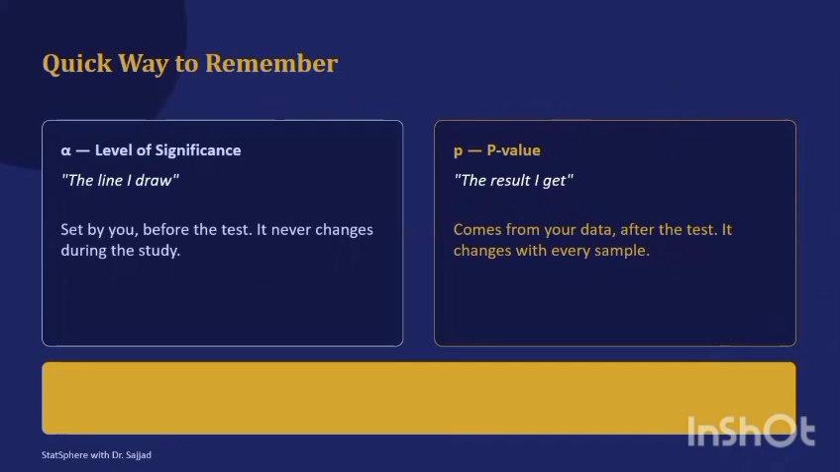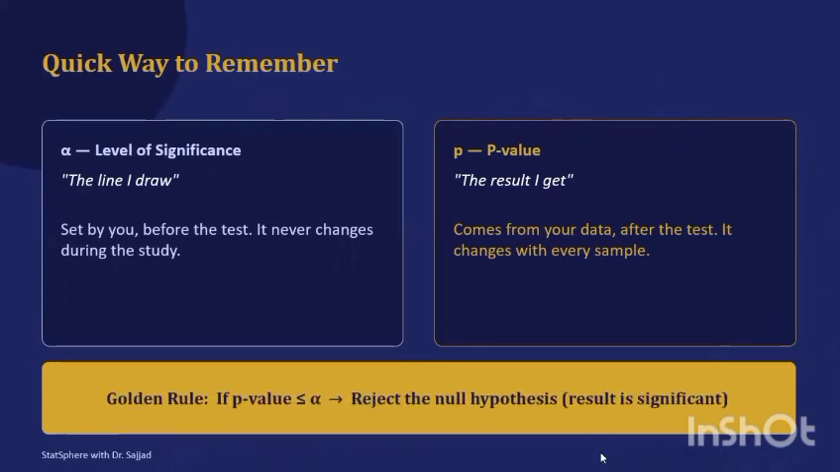And this brings us to the golden rule of hypothesis testing. If the p-value is less than or equal to alpha, we reject the null hypothesis, and the result is statistically significant.